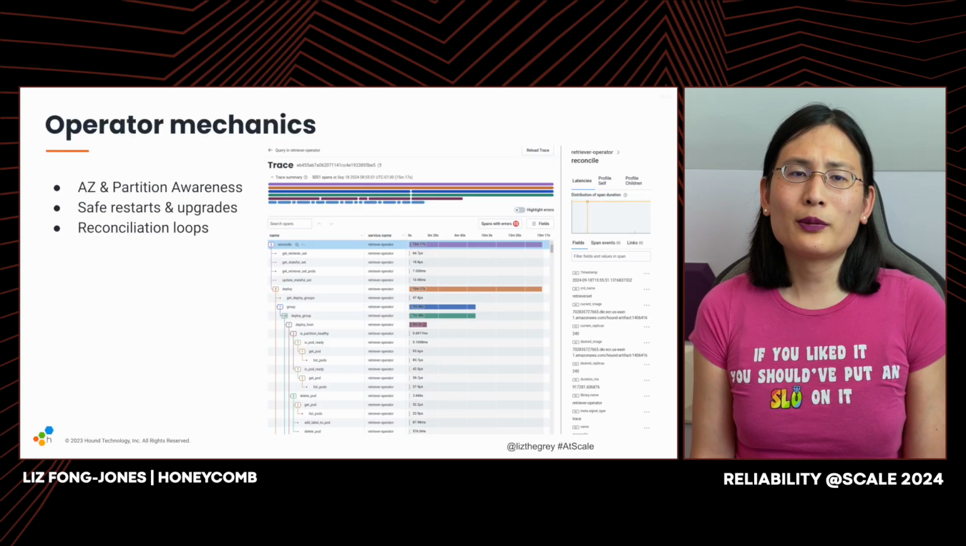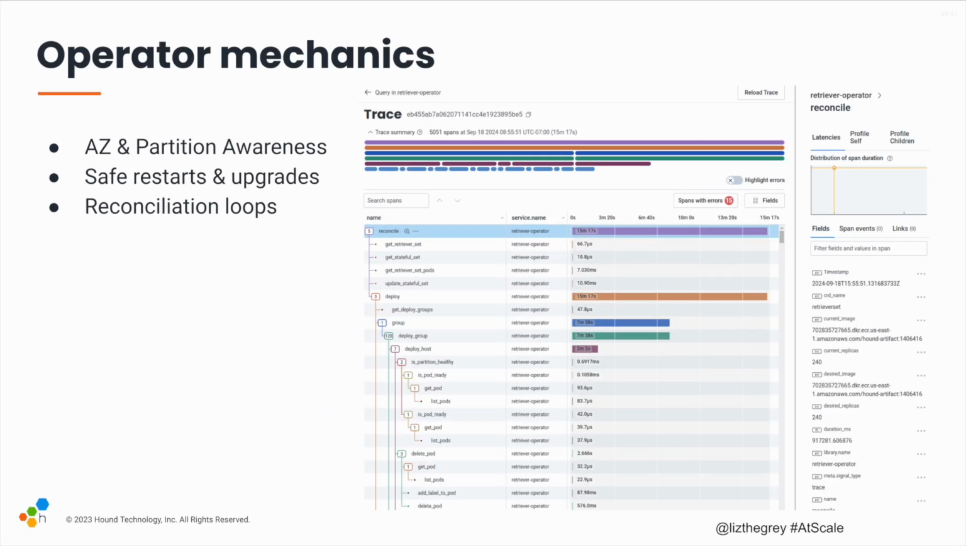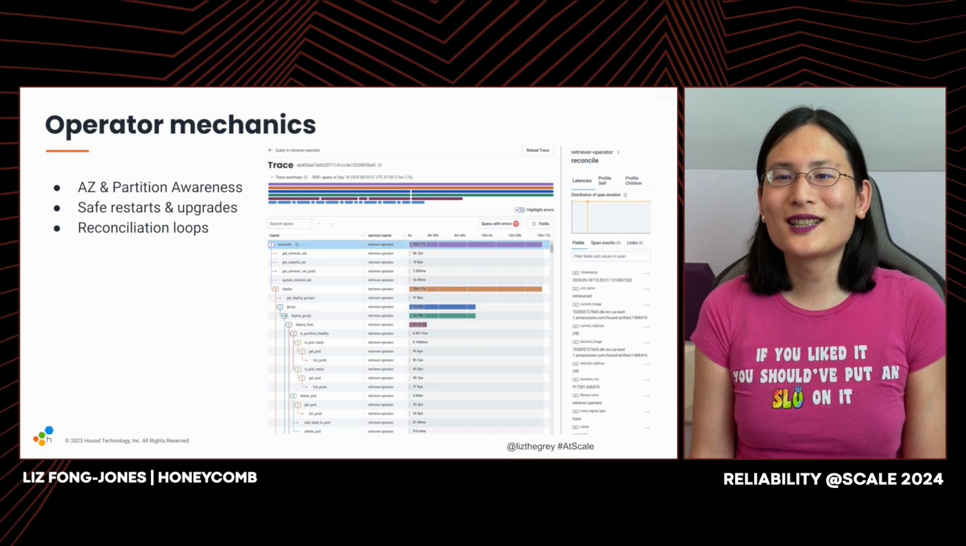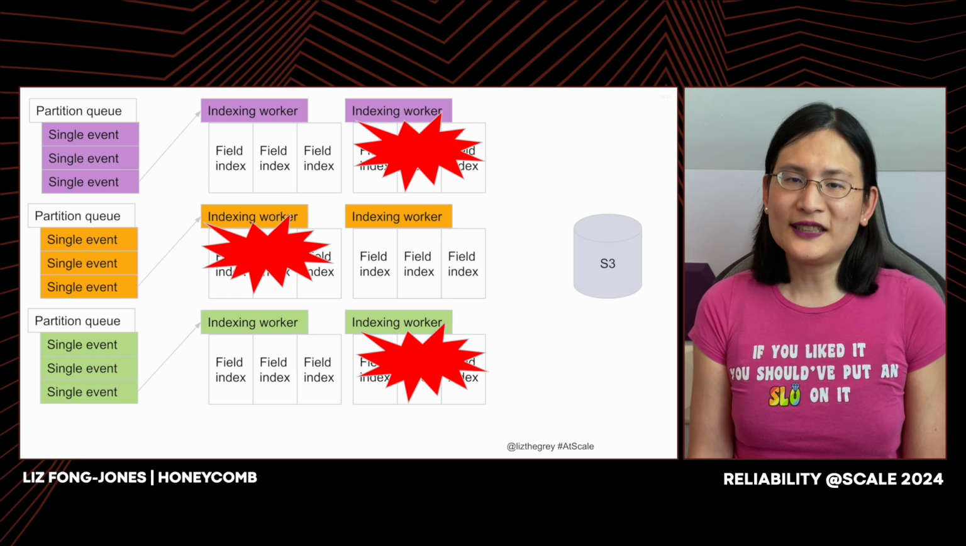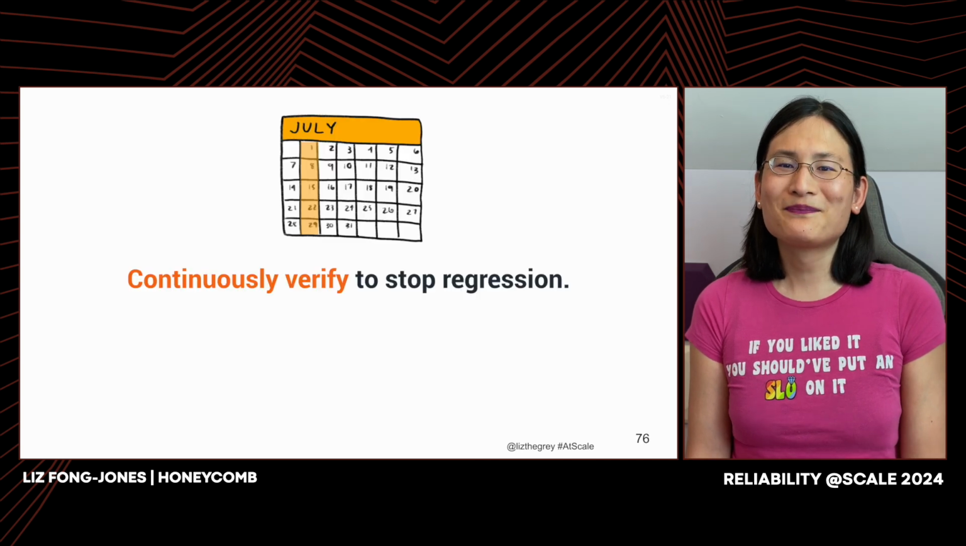So enter our Kubernetes operator. Our Kubernetes operator is aware of availability zones and partitions to enable us to safely do restarts and upgrades, and also to make sure that data is spread across multiple availability zones. And it constantly reconciles to make sure that we remain in a safe state. And of course, yes, there's telemetry about that. So should we catastrophically lose a single AZ at a time, we should, in theory, be able to continue serving without a blip to our users, right?